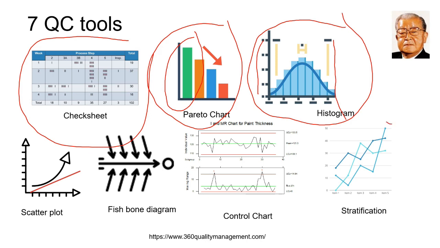The fourth is stratification, which separates the data gathered from a variety of sources so that the pattern can be clearly seen, such as by manufacturing line or by different suppliers.